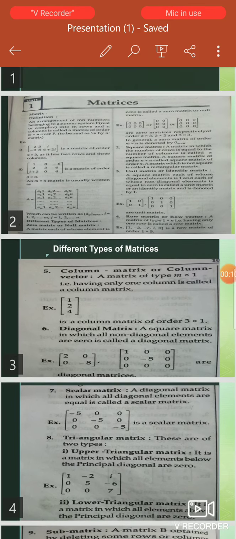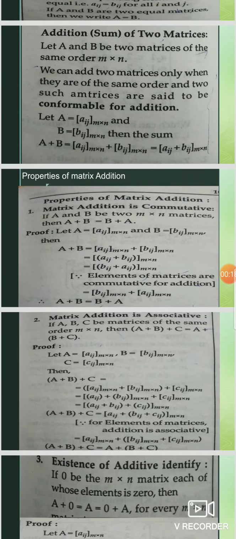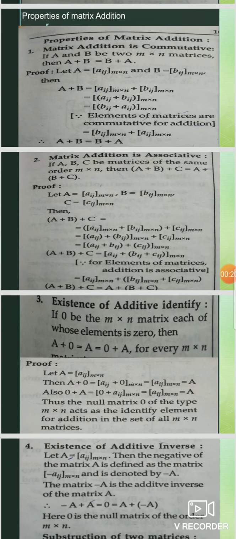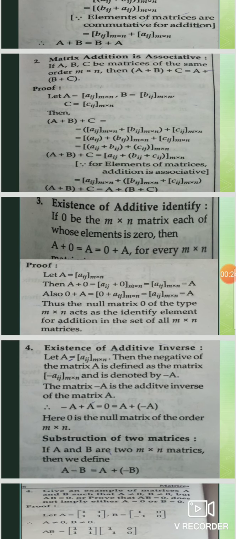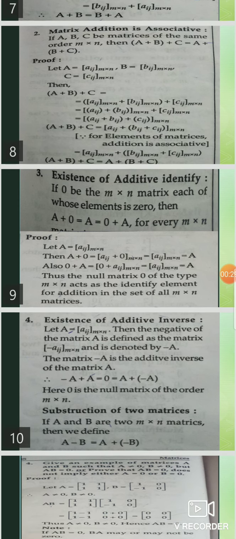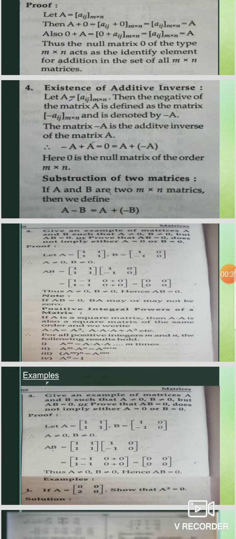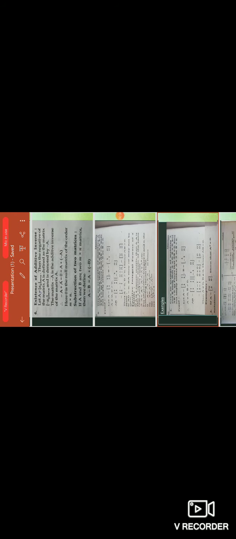In the previous lecture we discussed matrices, the definition of matrices, addition of two matrices, and properties of matrices, including the existence of additive identity. There are a total of 4 properties of addition of matrices. Today, we now start with an example.